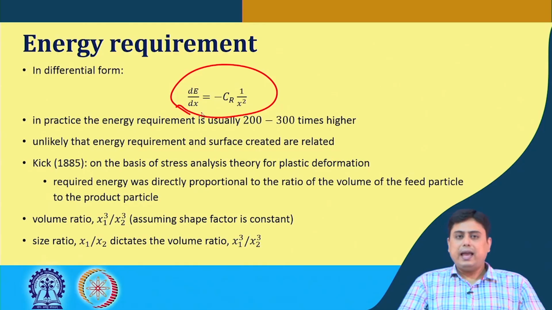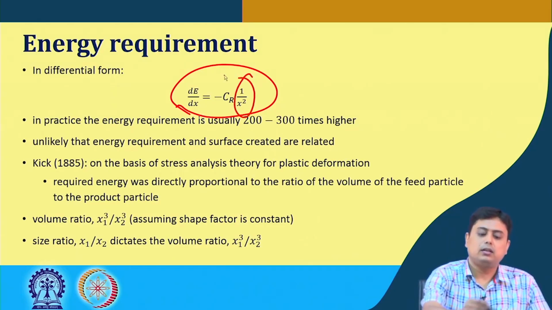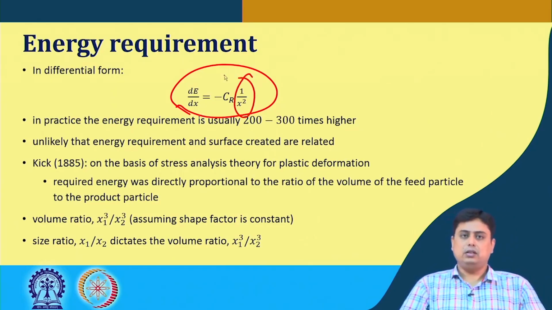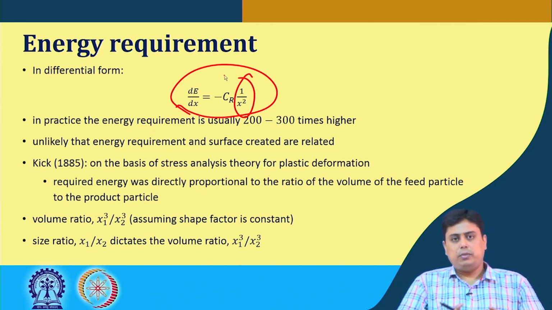So, that means it is unlikely that the energy requirement and the surface created are related, because this 1 by x square is nothing but the new surface creation. So, Rittinger's law tells us that the energy requirement is proportional to the new surface creation, but the amount it dictates, it grossly under predicts.